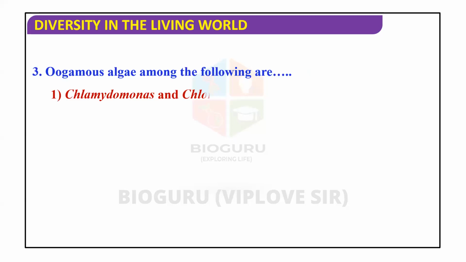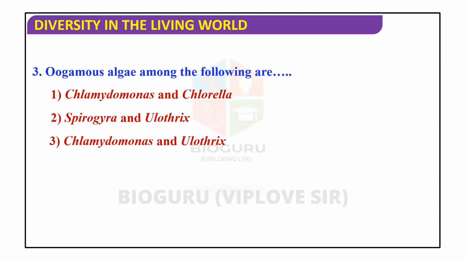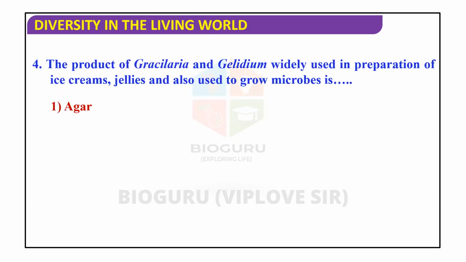Now, oogamous algae among the following are Chlamydomonas and Chlorella, Spirogyra and Ulothrix, Chlamydomonas and Ulothrix, or Volvox and Fucus. Yes, the right answer is Volvox and Fucus. Next, the product of Gracilaria and Gelidium, widely used in preparation of ice creams, jellies, and also used to grow microbes is agar, algin, carrageen, or iodine. Yeah, obviously it is agar.